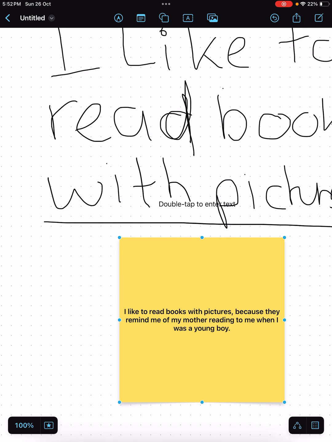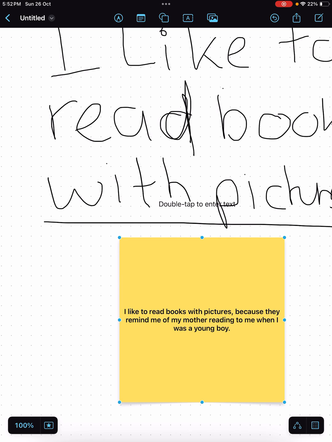The only thing that the person I've said this to might be wondering is, yes, it makes sense. He has told me he likes to read books with pictures because they remind him of his mother reading to him when he was a young boy. That's nice, right? It's nice to say that. But that person might be thinking, no one was talking about anything. And he just spontaneously started saying, I like to read books with pictures because they remind me of my mother reading to me when I was a young boy.